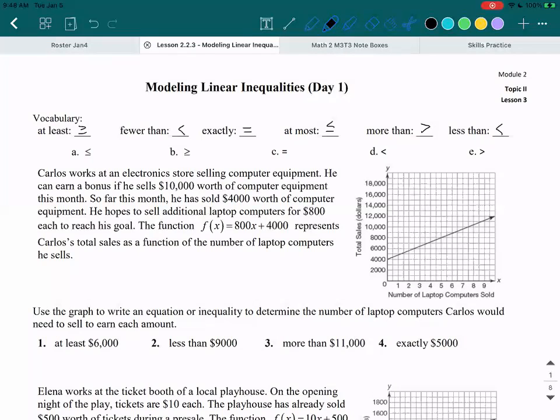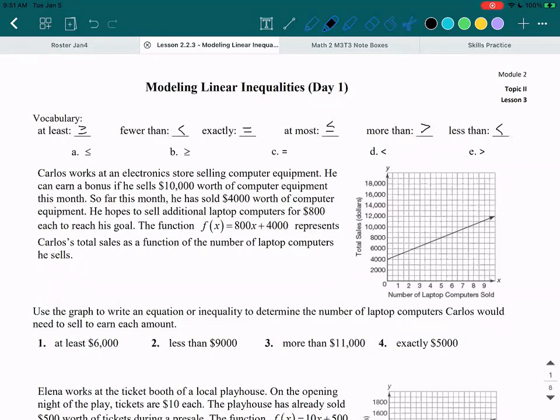Okay, so the next problem says, Carlos works at an electronics store selling computer equipment. He can earn a bonus if he sells $10,000 worth of computer equipment this month. So far this month, he has sold $4,000 worth. He hopes to sell additional laptop computers for $800 each to reach his goal. The function 800x plus 4,000 represents Carlos's total sales as a function of the number of laptop computers he sells. To the right is a graph representing that equation.